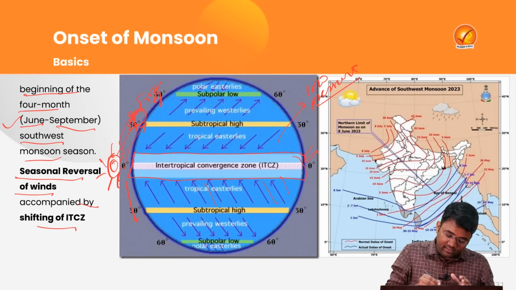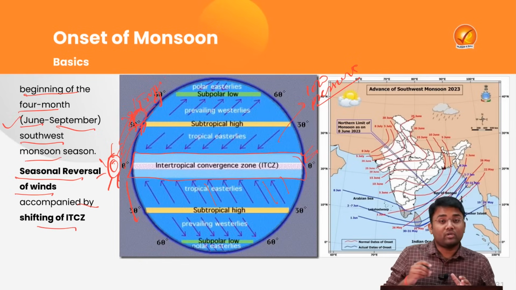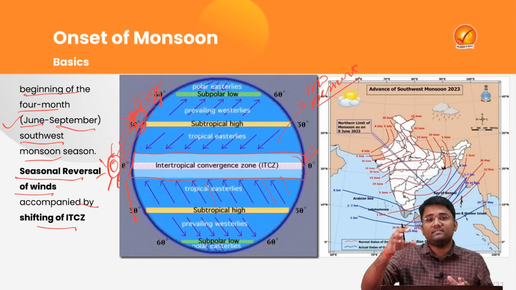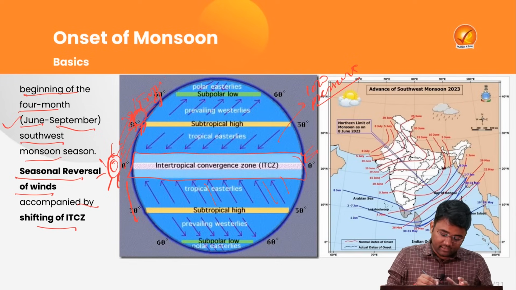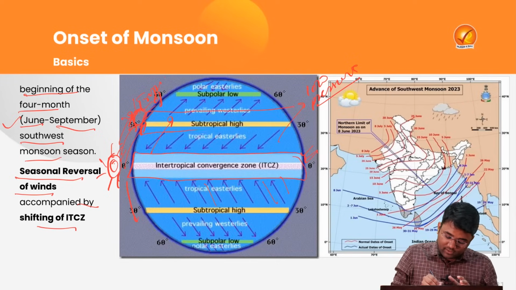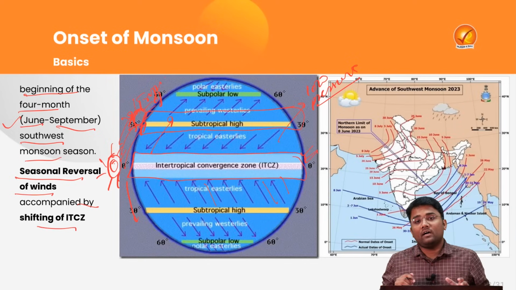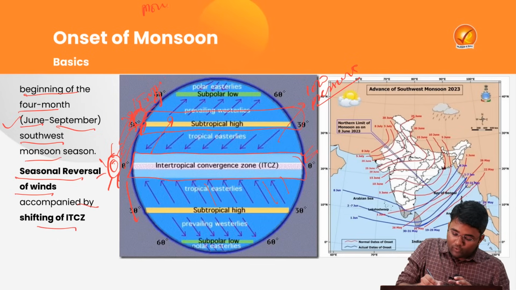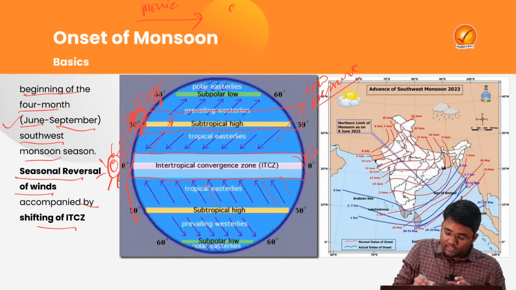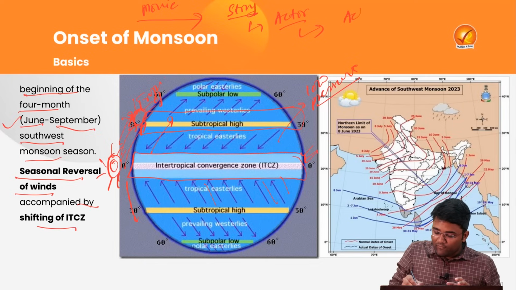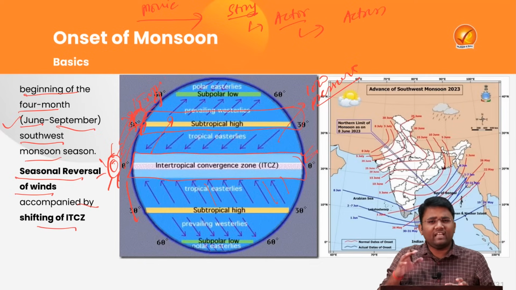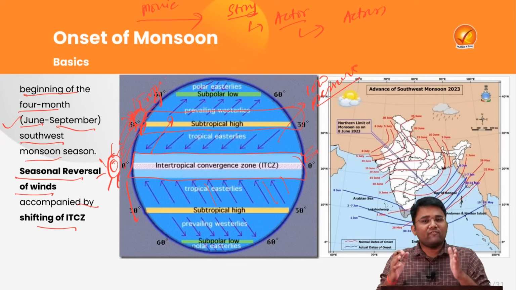When the sun will be shifting towards the Tropic of Cancer, means when the sun will be shining on the Tropic of Cancer, this ITCZ will also shift somewhat towards the zone of the Tropic of Cancer. It is like if you are watching a movie and as the story furthers, the life of the actor also changes, the life of the actress, all the supporting cast, the villain, everyone is changing.